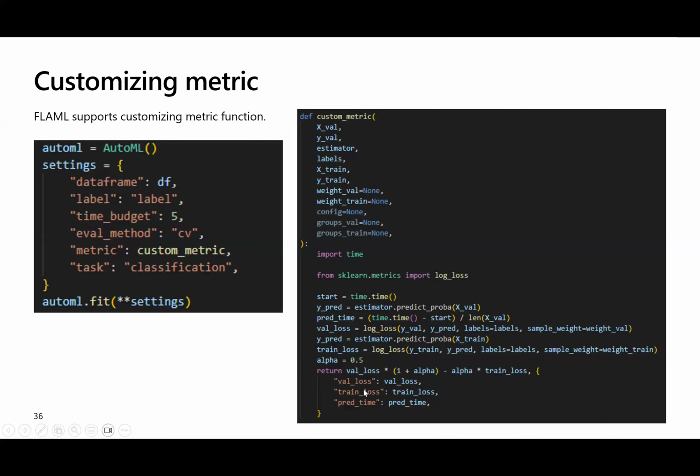We will also pass more information back. We return the val loss and train loss and also the prediction time. This is optional, but in this case we use the validation loss and also the training loss together as the loss. In the settings, you just pass in the function you define for computing the loss. The metric can be a string or a function. If it's a string, you can say accuracy or log loss or RMSE or all kinds of metrics supported in FLAML. But if you want to define a new one, you just pass in the function.